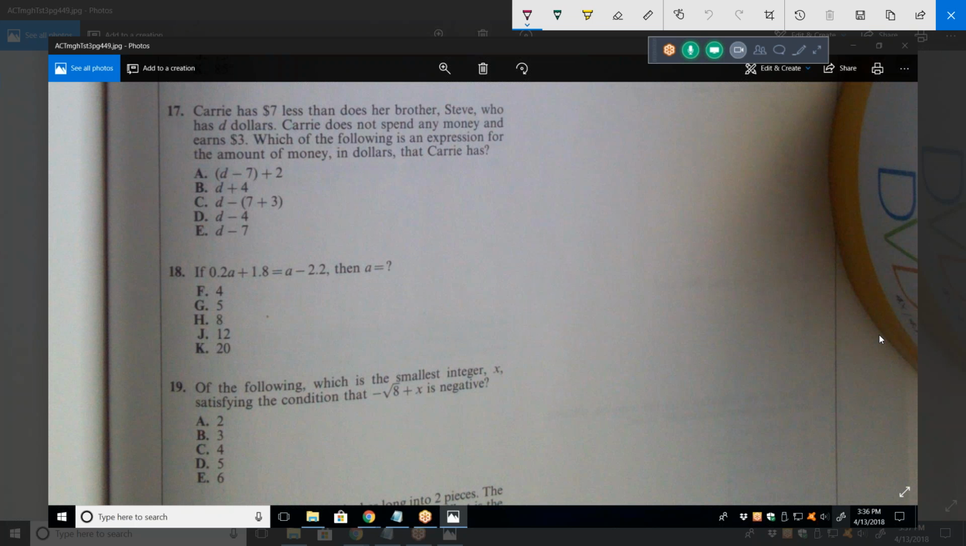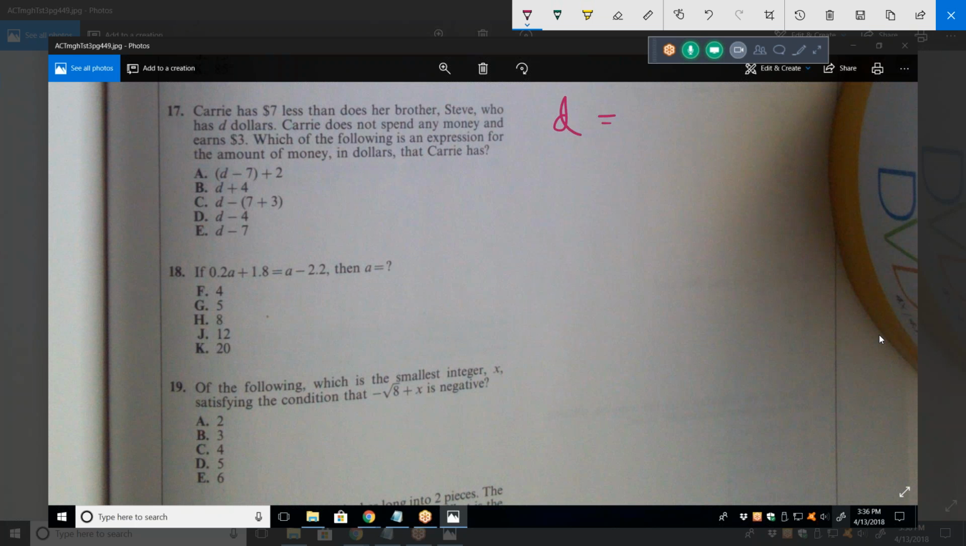You see a variable in the question, and every single answer has that same variable in it, D. And what that means is that D can be anything. They're not telling us what D is. So let's make up a number for D. Does it matter what number it is?